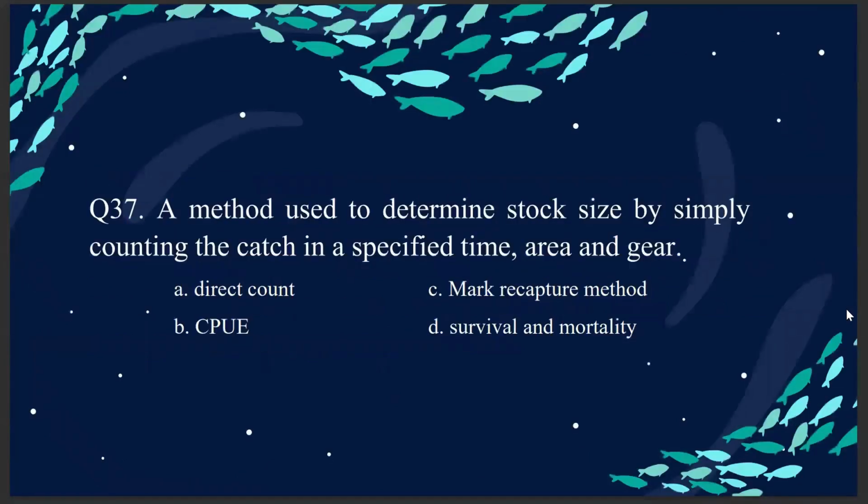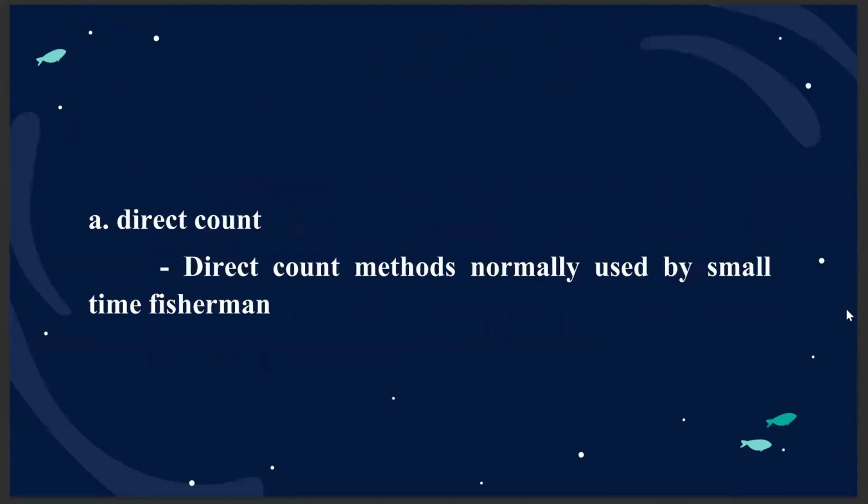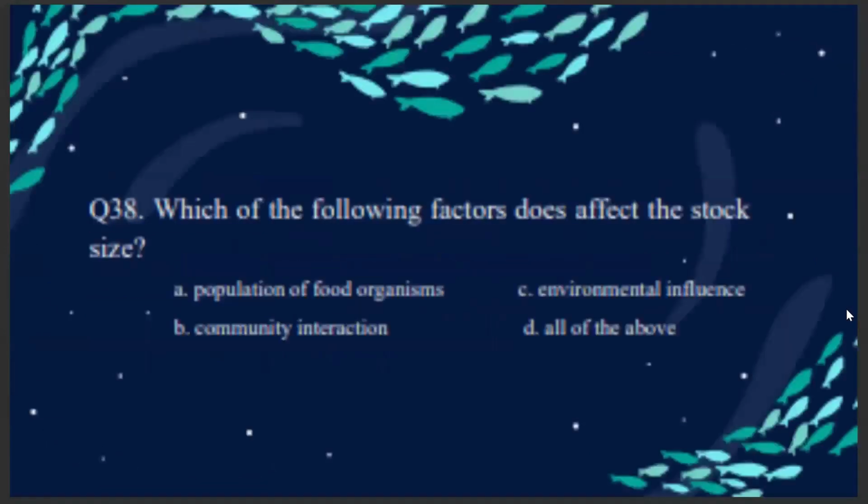Question number 37. A method used to determine stock size by simply counting the catch in a specified time, area. A. Direct count, B. CPU, C. Mark-recapture method, or D. Survival and mortality. The answer is A. Direct count. Direct count methods are normally used by small-time fishermen.